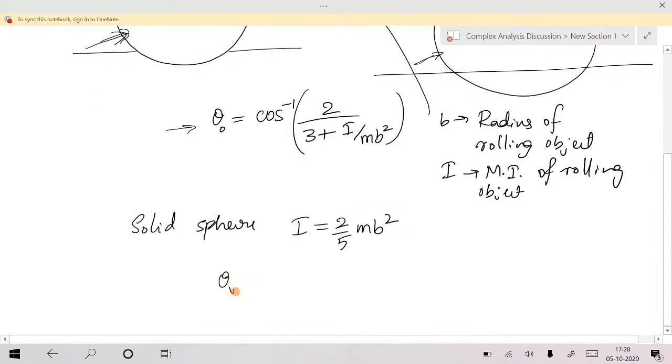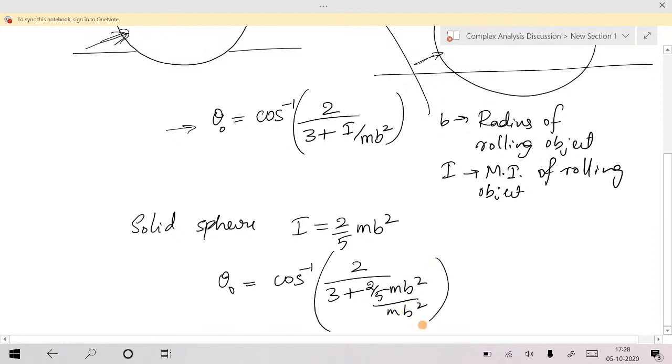Anyone quickly reply. Yes, sir. Then theta naught is equal to cos inverse of 2 by 3 plus 2 by 5 m b square, whole divided by m b square. Surprisingly, b also got cancelled, mass also got cancelled. It depends only on whether it is a sphere, a disc, or a ring, because this factor is different for different objects. Am I right? If it is a disc, I think this is 1 by 2 m b square. For a ring, that is m b square, isn't it?